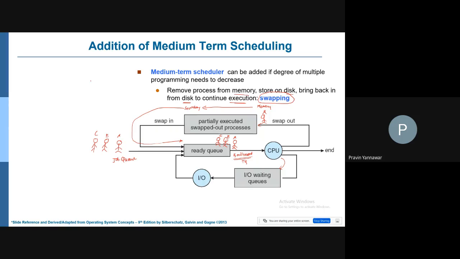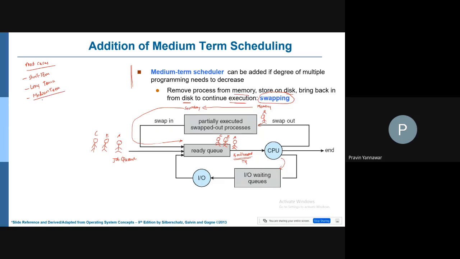The interesting part is that this can be added if the degree of multi-programming needs to be decreased. So if you want to slow down the degree of multi-programming, you can go for the medium-term scheduler. In most cases we go with the short-term, or we think of the long-term scheduler. So short-term, long-term, and medium-term.